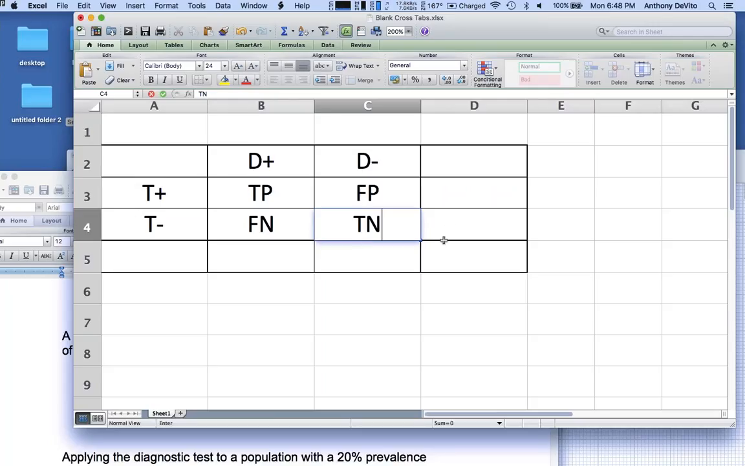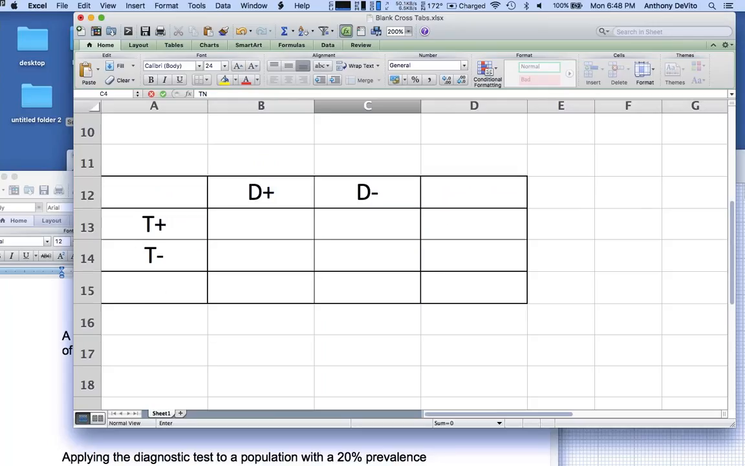So now I'm going to take a population. I'm going to make up this population. I'm going to say that the prevalence of nickel allergy in this population is, maybe I'll make it a little bit different, maybe 15%. Okay, let's make it 15%. I'm going to randomly select 1,000 people in this population. So there's a total of 1,000 people in this population.